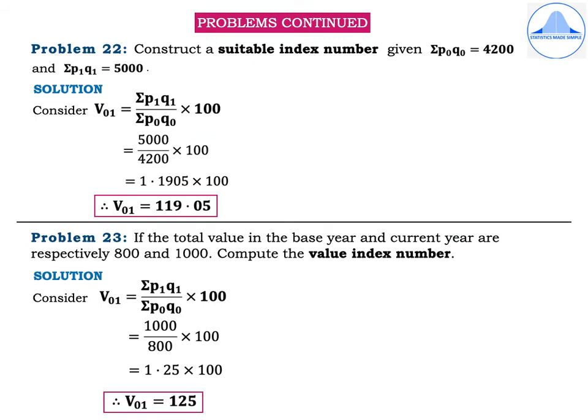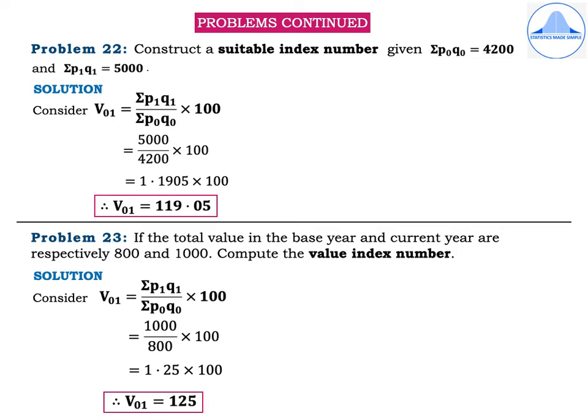Problem 22. Construct a suitable index number given summation P0 Q0 equal to 4200 and summation P1 Q1 equal to 5000. Starting with the solution, since the aggregate values in the base year and the current year are given, the appropriate index number would be the value index number. So consider V01 equal to summation P1 Q1 divided by summation P0 Q0 into 100, which is equal to 5000 divided by 4200 into 100, which is equal to 1.1905 into 100, or V01 is equal to 119.05.